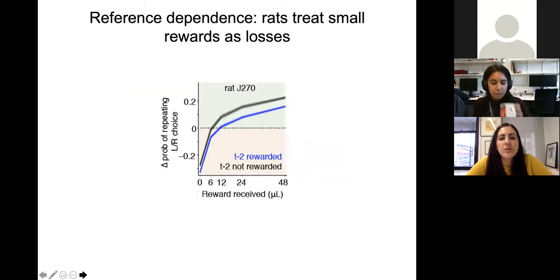Moreover, where that threshold is depends on reward history. Here for one rat, we're plotting the same win stay lose switch curve, but conditioned on whether 2 trials back the animal was rewarded or not. You can see that this shifts. So we think the animal is using its local reward history to compute something like an economic reference point.